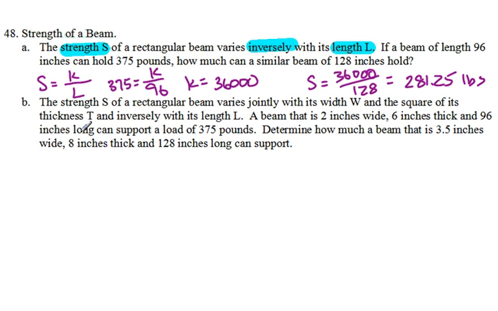All right, now in this next one, we're taking a similar problem, but having a lot more variables. So this time the strength S, write down S, varies jointly. Now jointly means you're directly with one or more things. So I'm going to have K, and what are those things? The width W, don't forget this word, and the square of its thickness T. So width and the square of the thickness, and inversely with length. So we get this more complex formula.